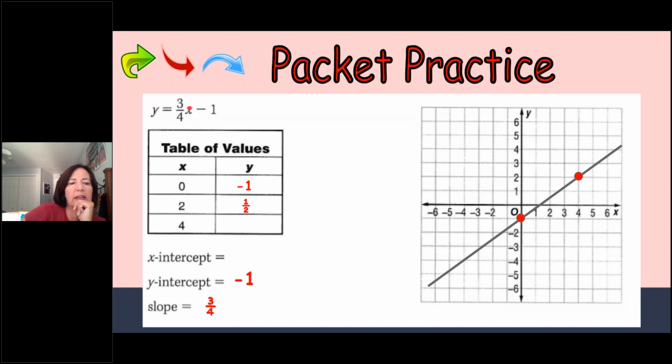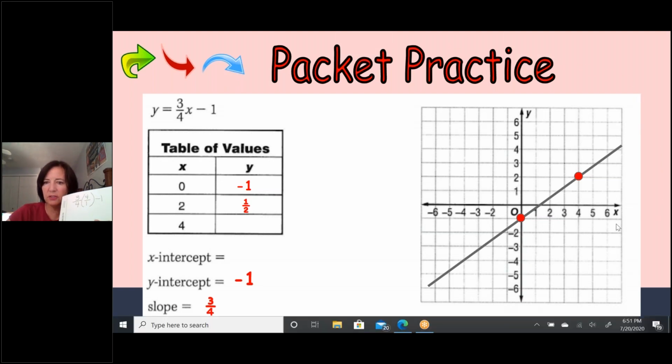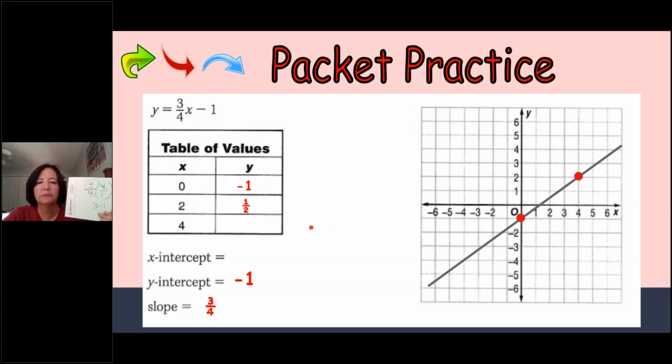We're going to substitute a 4 in here for our x value. And if we say 3/4 times 4, it's like 3/4 times 4 over 1. Let me draw this out for you. It's going to be 3/4 times 4 over 1. There we go. Hopefully you can see that. I'm not able to see what you guys are looking at. So now we have to do 3/4. The 4s are going to cancel out. I'm left with 3 minus 1, and it's going to equal 2.